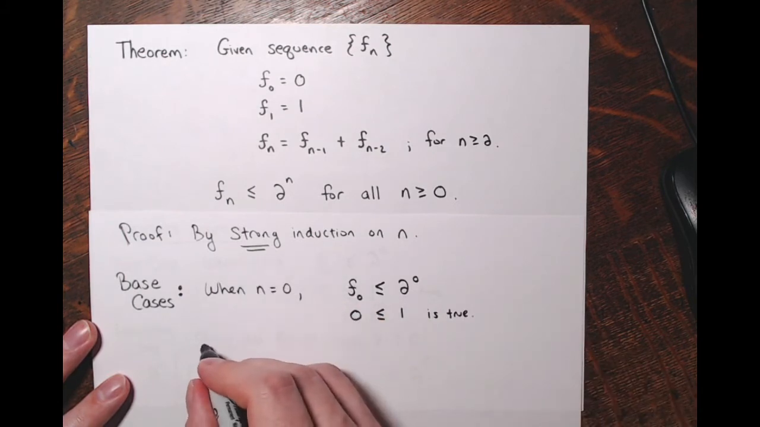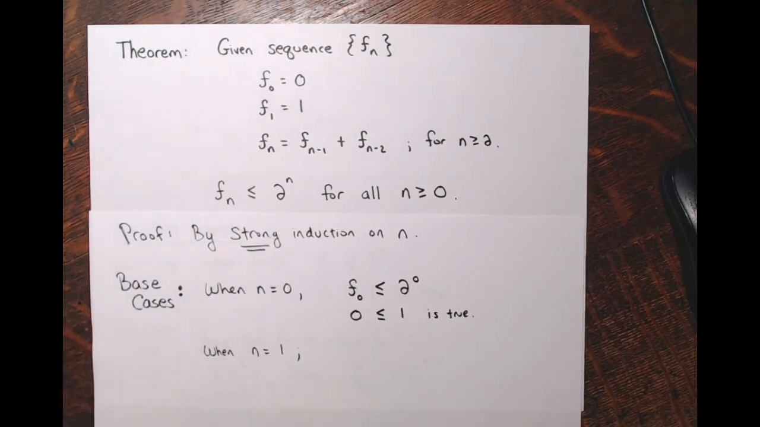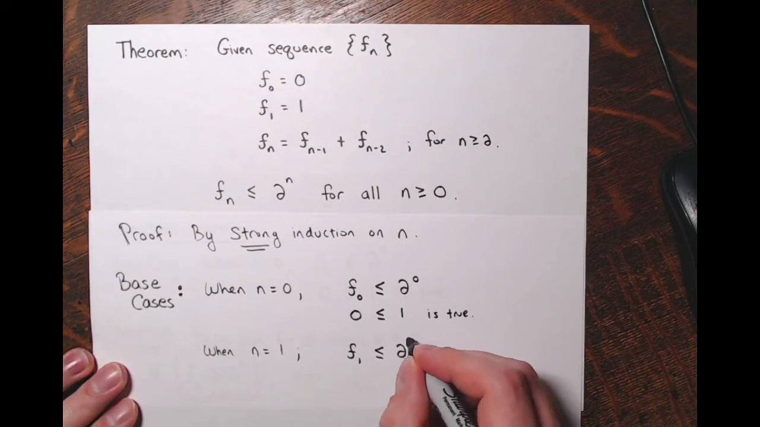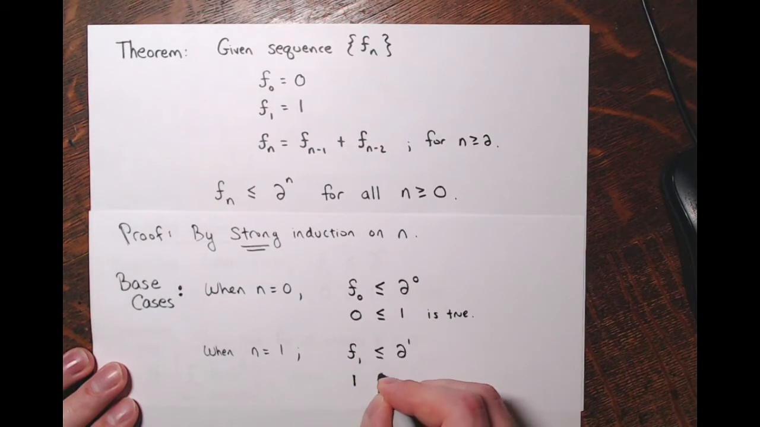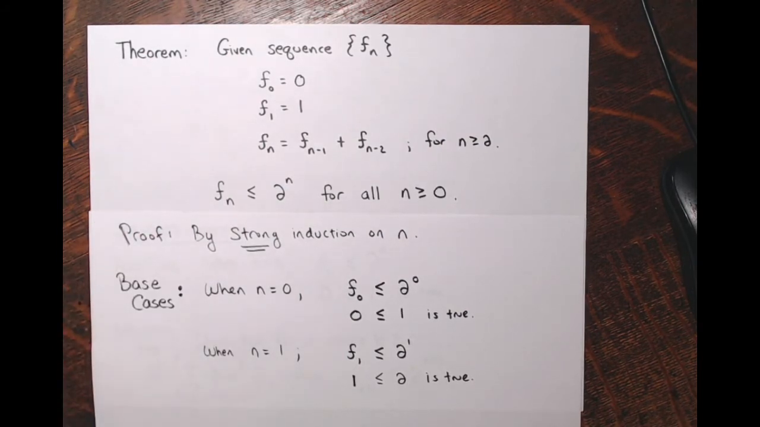But again, I'm going to also do it when n equals 1. Right? Because when I didn't do a second base case last time and get a stronger induction hypothesis, things fell apart. Couldn't prove it. So when n equals 1, look at f sub 1. Is that less than or equal to 2 to the first? Right? Replace n with 1. Well, f sub 1 is 1. Is 1 less than or equal to 2? Yeah, okay. So far I've shown this is true for the first two non-negative integers, 0 and 1.